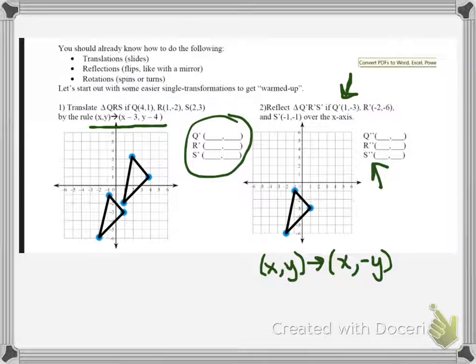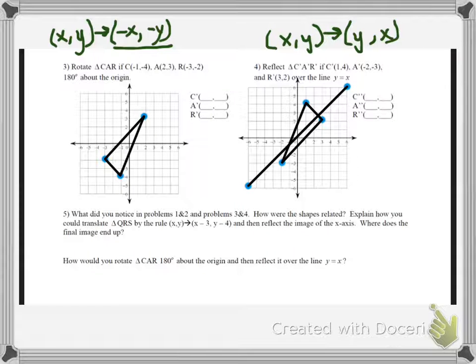Well, the rule for reflecting over the x-axis is that the y changes sign. X stays the same, y changes sign. So each point is just going to flip right over the x-axis. There we go. This point's right here, and this point is right here. And then we just connect the dots, like so.